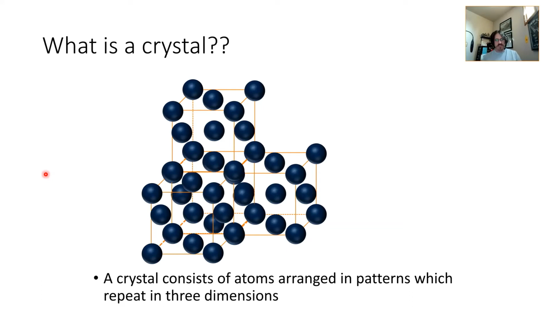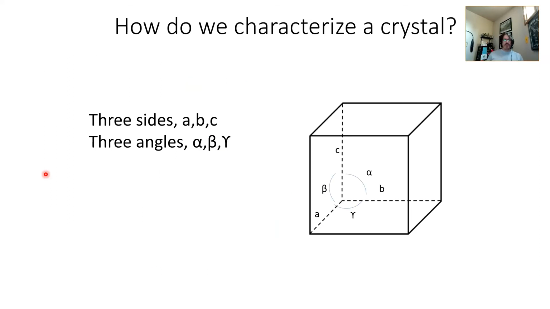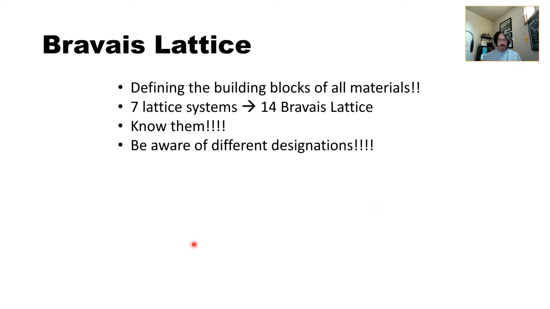A crystal consists of atoms arranged in patterns. These patterns repeat in 3 dimensions. Unit cell. How do we characterize a crystal? So hopefully this is review for some of you, or all of you actually. And we typically characterize a crystal with 3 sides, and we usually denote these as A, B, and C, and we denote the angles between our sides as alpha, beta, and gamma. So 3 sides A, B, C, 3 angles alpha, beta, gamma.